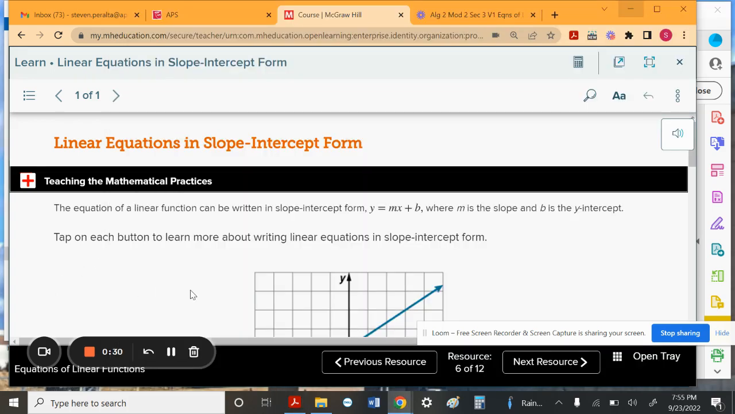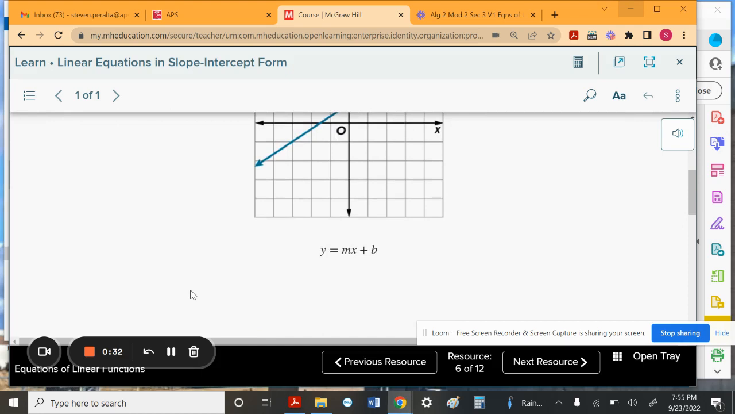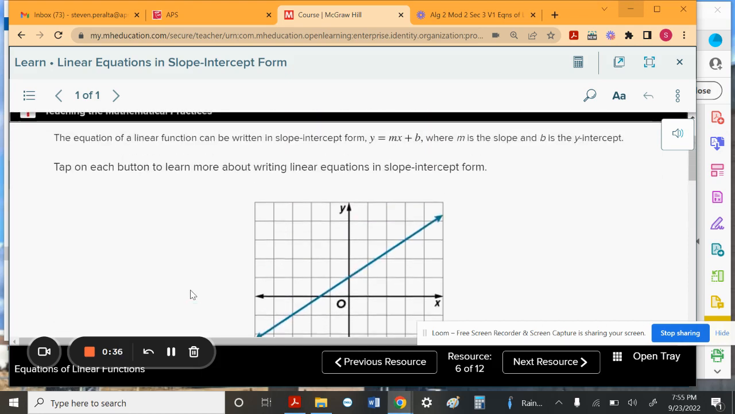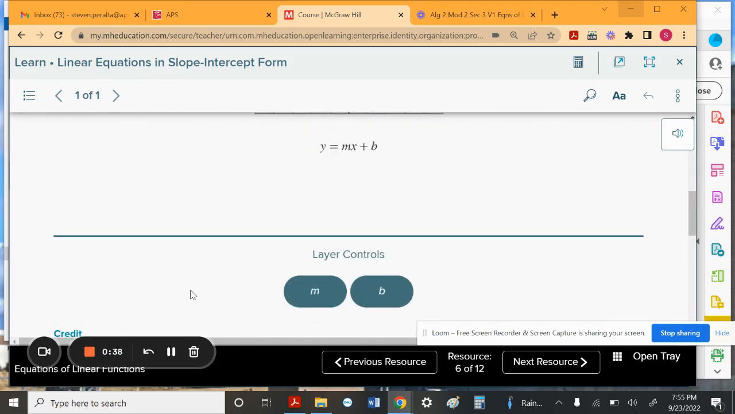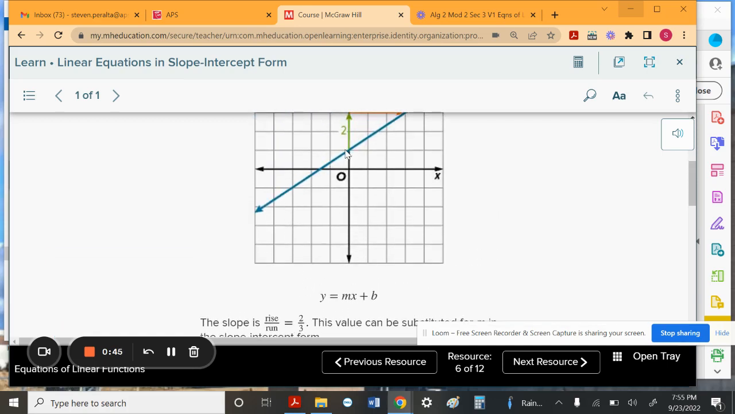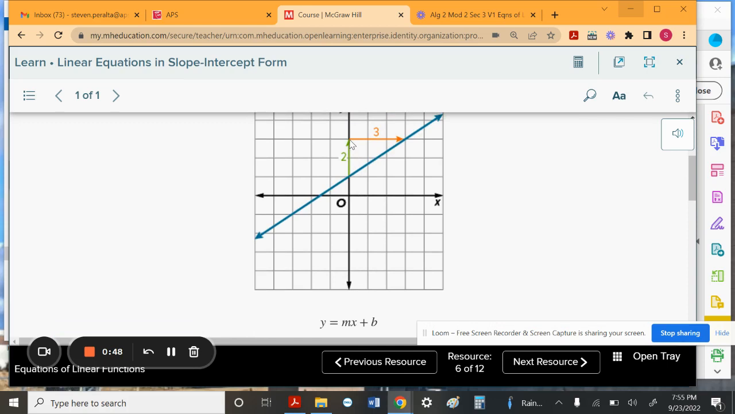So we're going to take a look at an equation here, and notice we have y equals mx plus b. It says tap on each button to learn more about how to write these linear equations. So m, the slope in this case, is rise over run. If we start here, we go up 2 over 3 to the next point that we can see where it crosses nicely. We can make a guess here as to what this is, but this we can see right away is (3, 3).